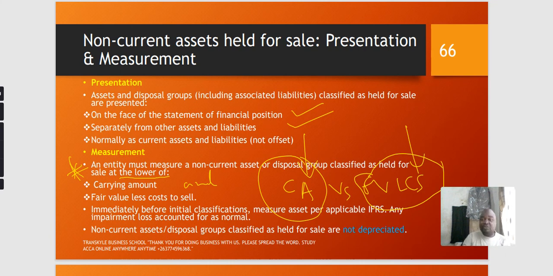Non-current assets or disposal groups classified as held for sale are not depreciated. We don't want you to be overzealous and end up depreciating these assets. When an asset is being held for sale, it has automatically become a current asset. That is it. Let's move on.